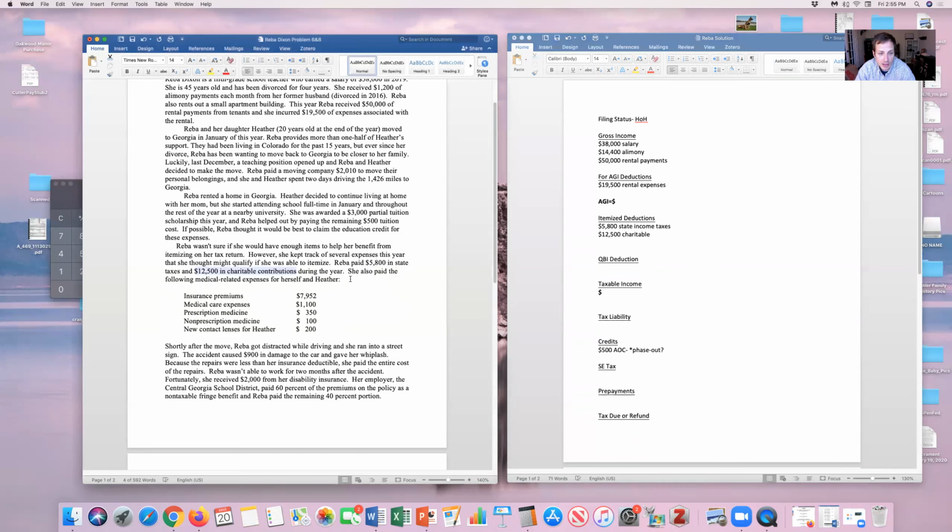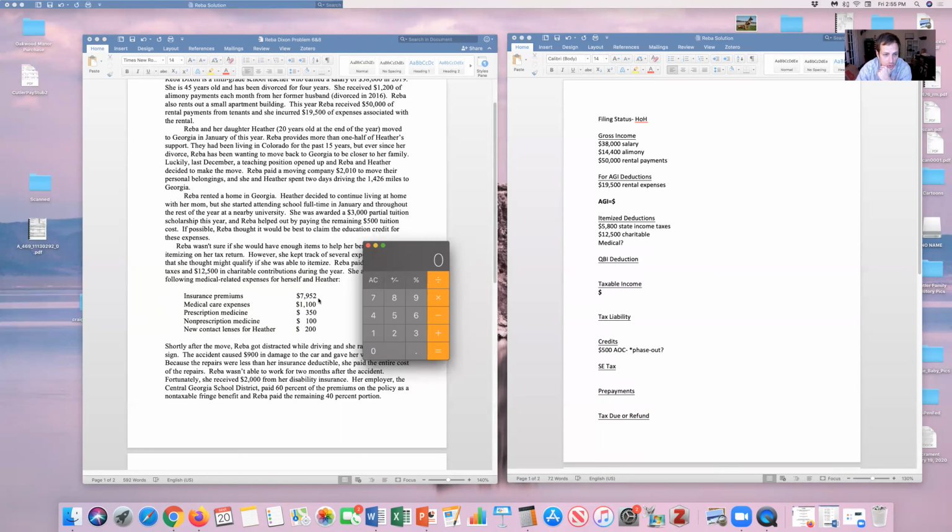She also paid the following medical expenses, so we'll think about medical. Our first step is to come up with the total qualifying expenditures. Let's see what we have here. Insurance premiums that Reba paid herself, definitely eligible. Medical care expenses, I think we're supposed to presume those are eligible. Prescription medicine, $350, yes. Non-prescription medicine, no. And new contact lenses for Heather, yes.